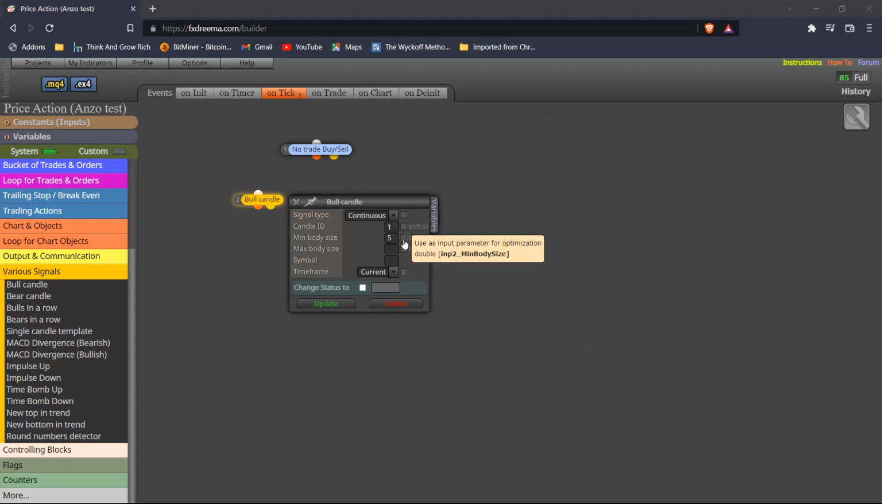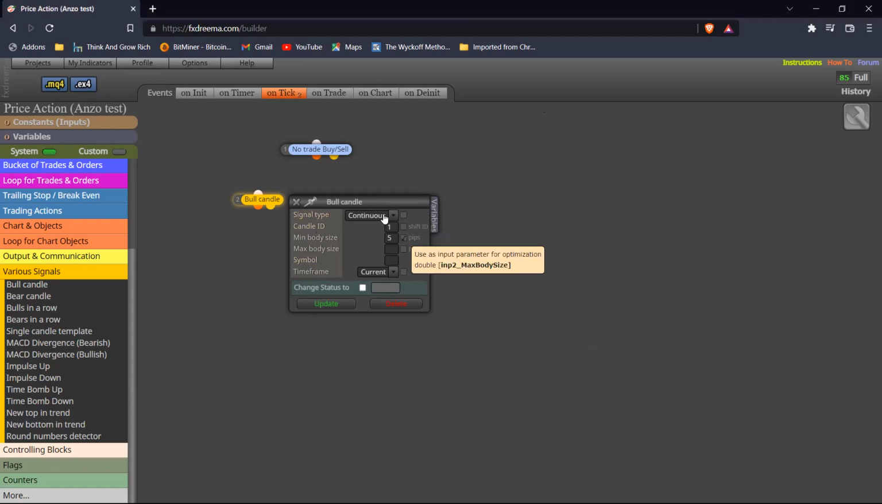Now, we're going to check this box so that we can modify it later. So for the bull candle, we're saying candle ID 1. That means we're looking at the current candle, so the current candle has to be a bull candle. And for the body size, minimum body size, let's just leave it at 5. That means the minimum size of the body has to be 5. Now that said, we can click on update here.